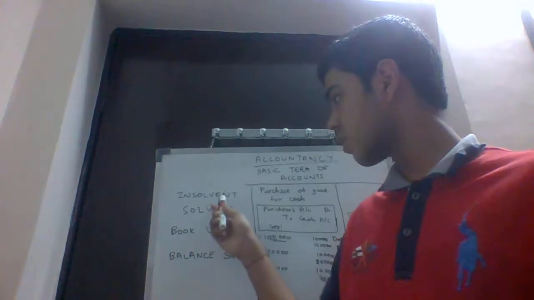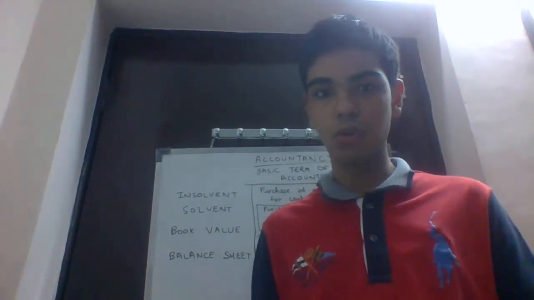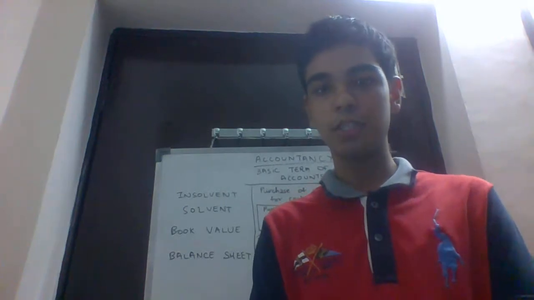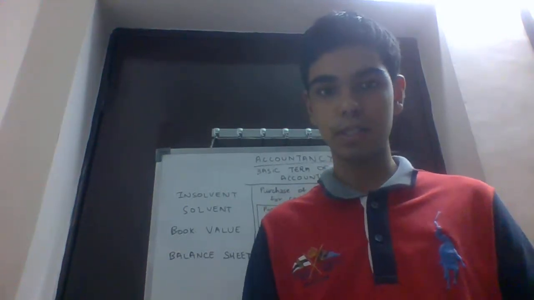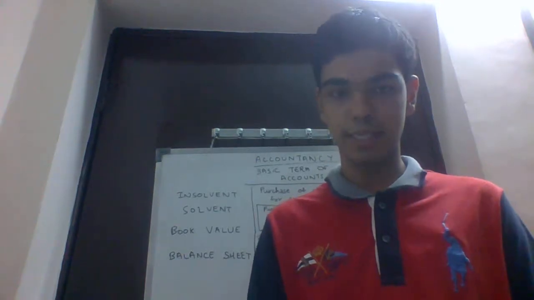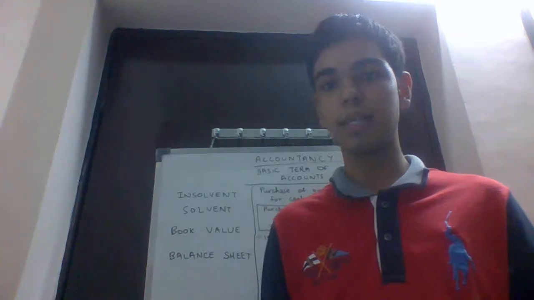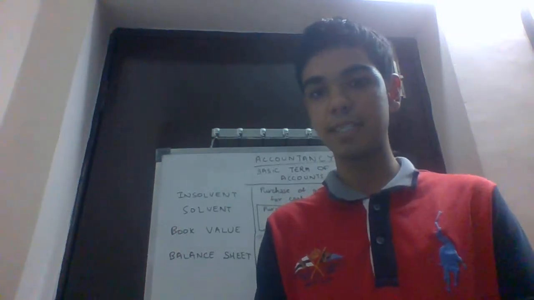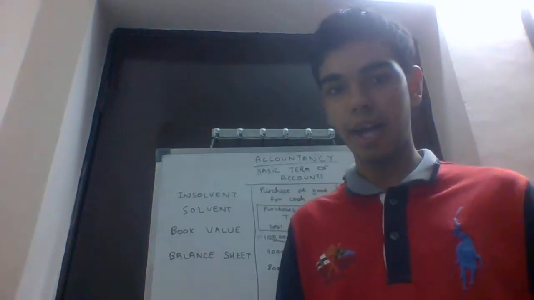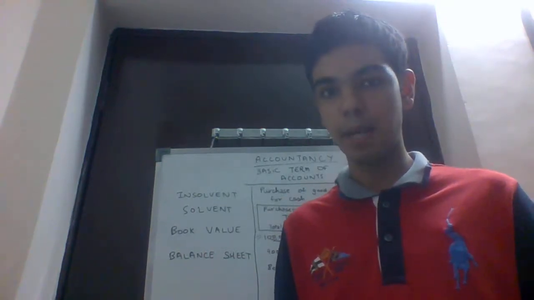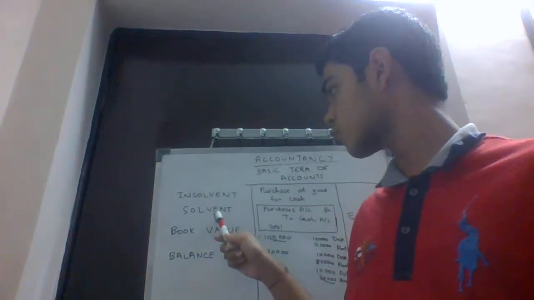Now, what is insolvent and solvent? Insolvent and solvent are two comprehensive terms used to describe an enterprise's or a person's ability to pay its debts. In short, if any person or enterprise is not able to pay its debts, the person or enterprise is known as insolvent. And if the person or enterprise is able to pay its debts, it is known as solvent.